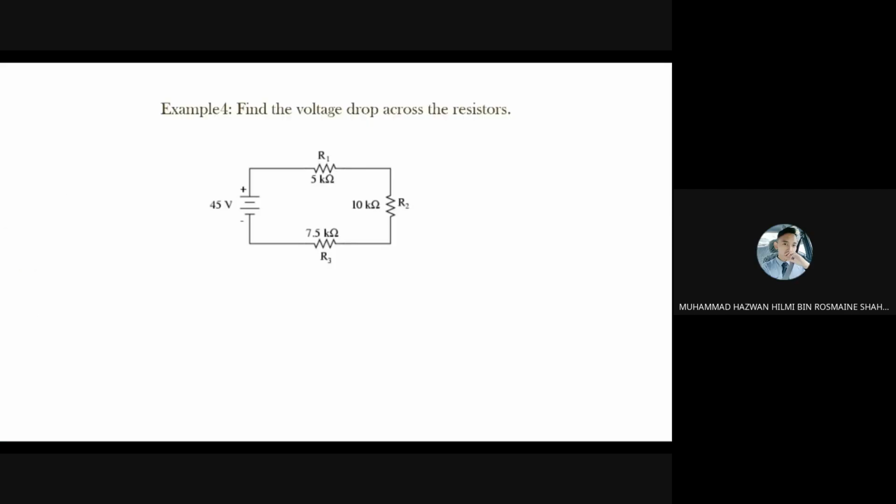Yes, madam. Okay. So for this example, find the voltage drop across the resistor. You can use the previous method or you can use the voltage divider method. The previous method is the method that we always use to calculate voltage and current across series resistors. This one is the voltage divider.